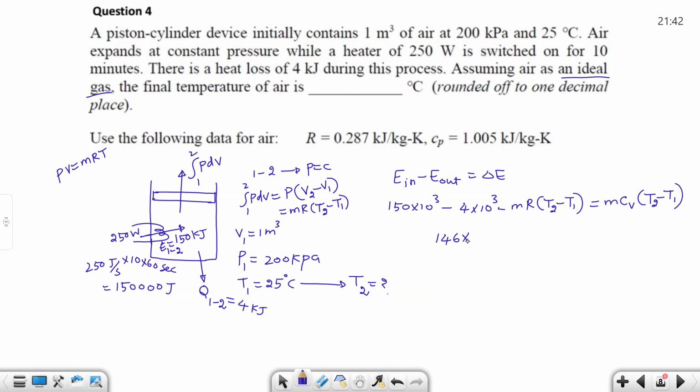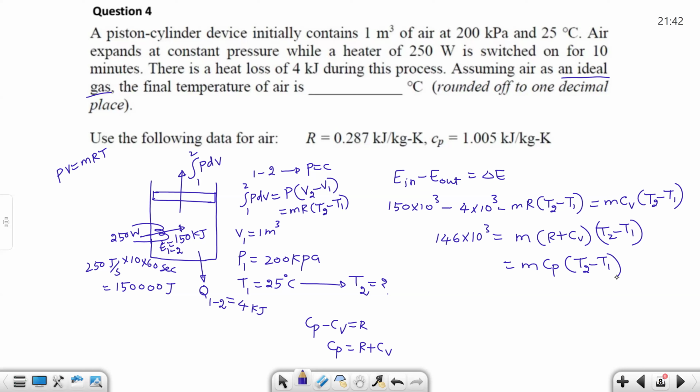So 146 into 10 power 3 is equal to m into (R plus Cv) (T2 minus T1). We know that Cp minus Cv equals R, so Cp is equal to R plus Cv. So m Cp into (T2 minus T1). T2 minus T1 you can substitute in degree centigrade because it is a temperature difference. Now you can substitute those values.